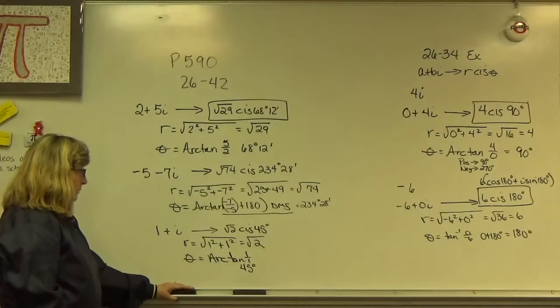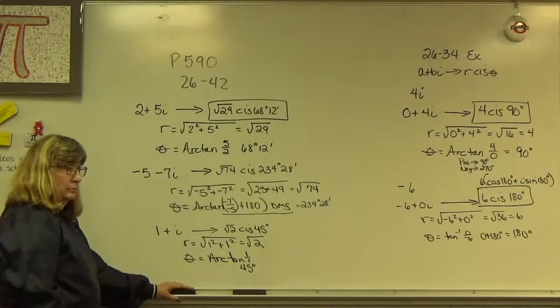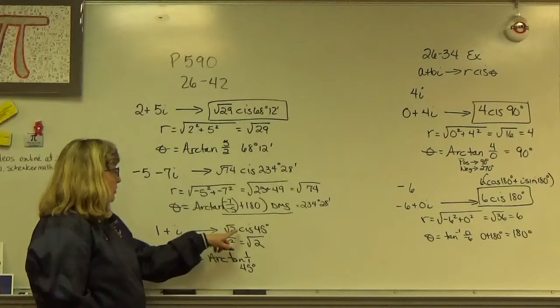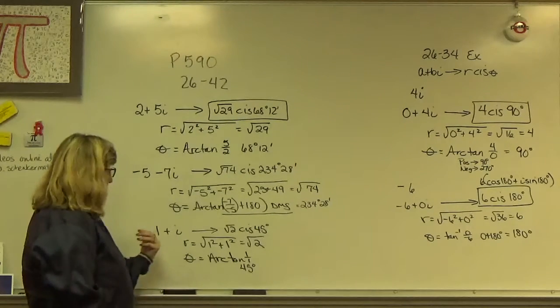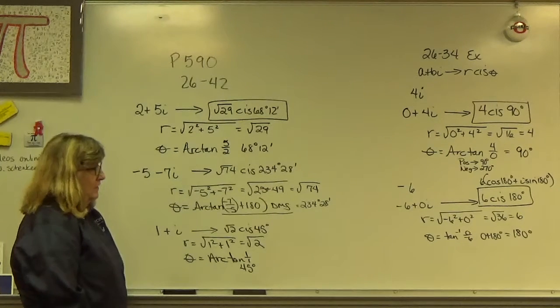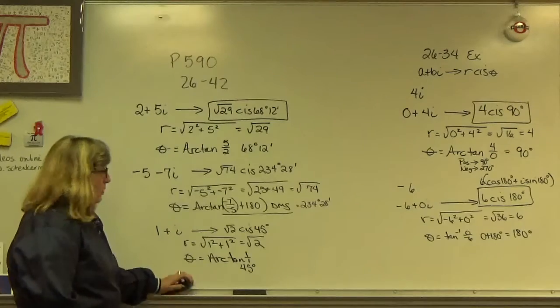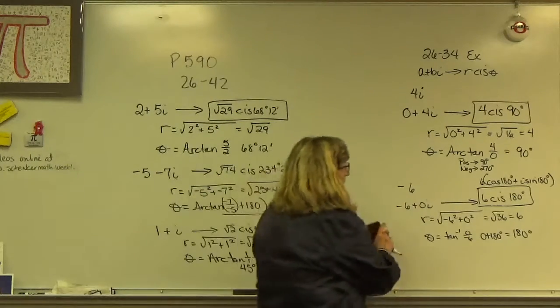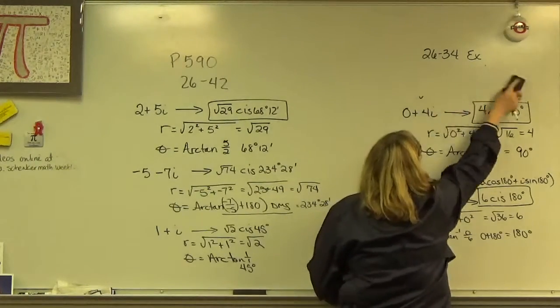Is everybody agreeable there? And again, if you wanted to check, what's the square root of 2 times the cosine of 45, and see if it ends up being 1. So what I'm telling you is you don't have to miss any of these. You can double check them all. Okay, that's 26 through 34.